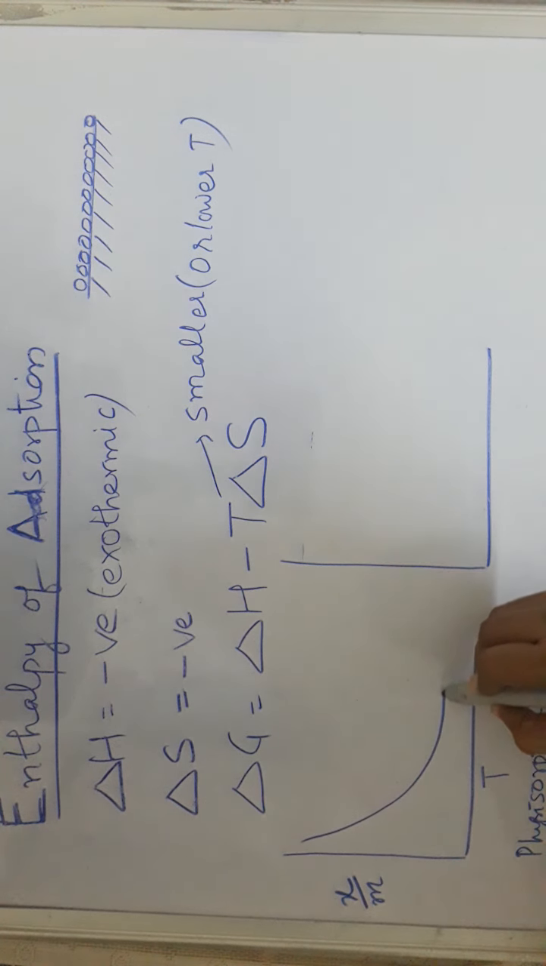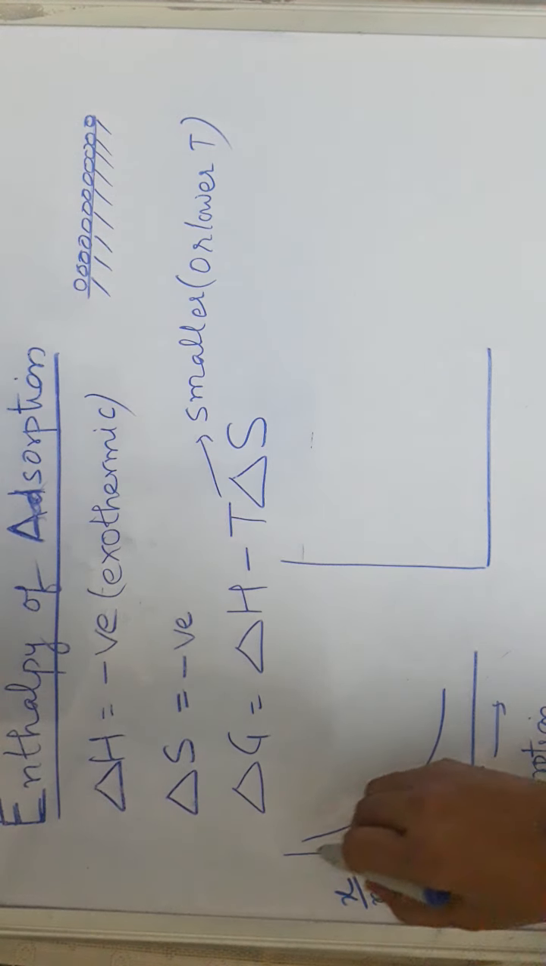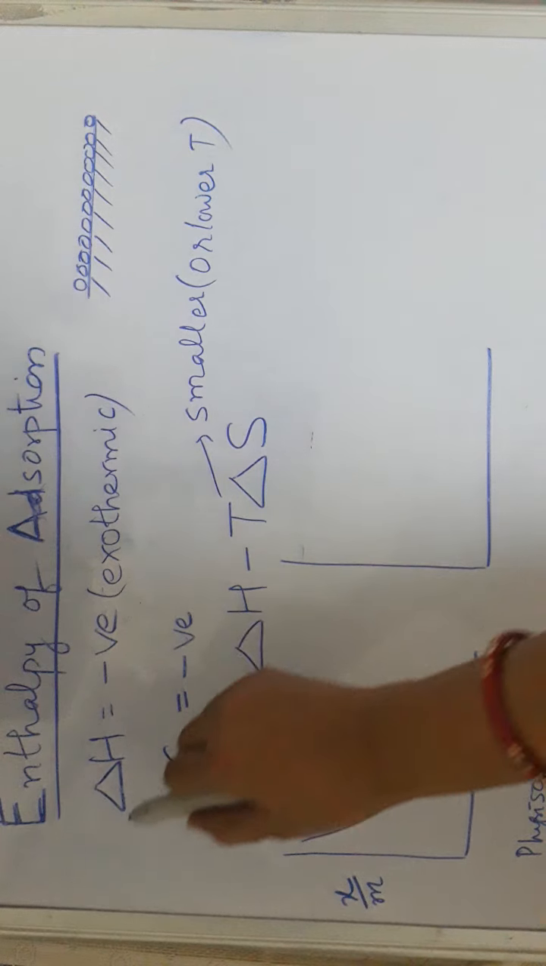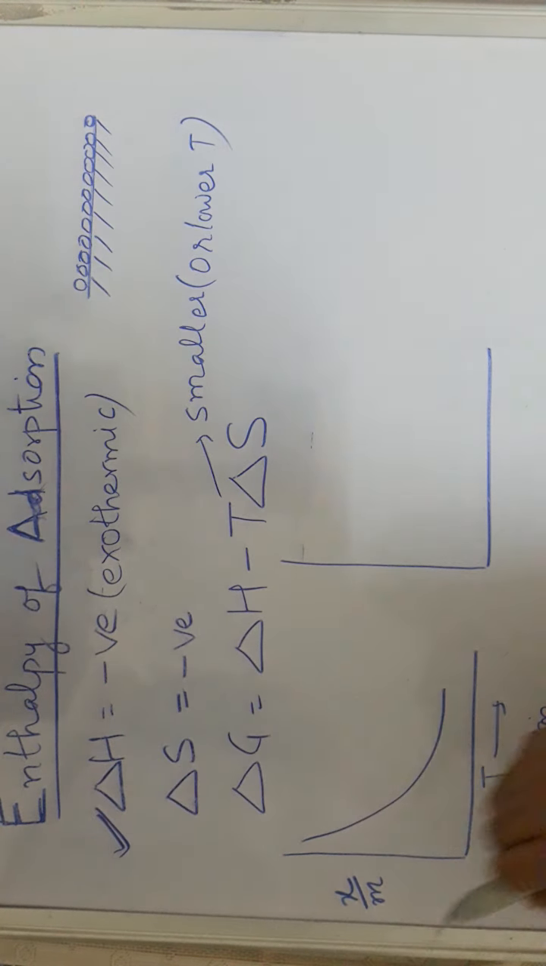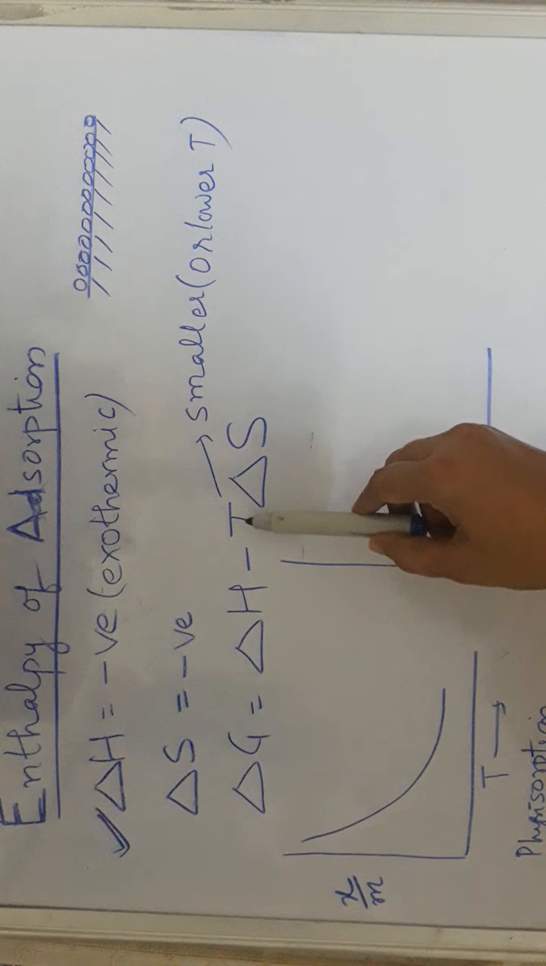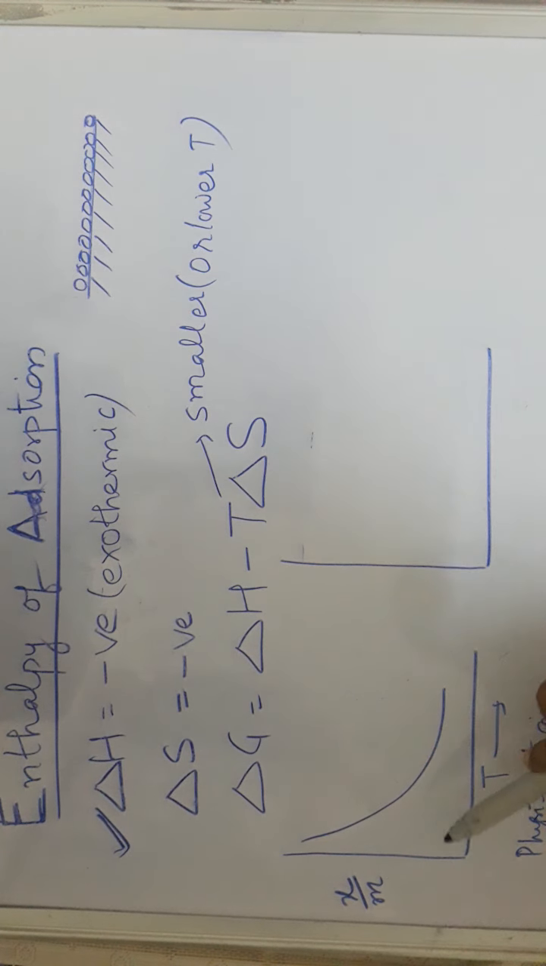So this is the nature of the graph we get. As you increase the temperature, the extent of adsorption is lowered. The reason is that adsorption is exothermic in nature. So according to Le Chatelier's principle and according to the Gibbs-Helmholtz equation, low temperature will favor the extent of adsorption. So for physisorption, when we draw the graph between extent of adsorption and temperature, you can see a descending curve.